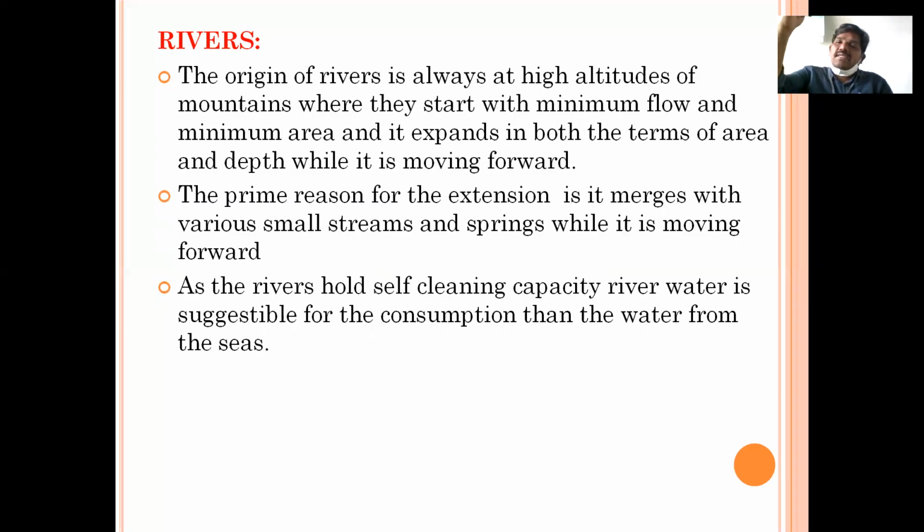See here, the lakes originate from the top of hills, whereas the origin of rivers is at high altitudes of the mountains, which start with a narrow, minimum flow, and it expands slowly while moving forward. With respect to width and depth, the depth will increase. As rivers hold self-feeding capacity, for drinking water consumption, river water is more suggestible than ocean water, than the water that is available in the seas.